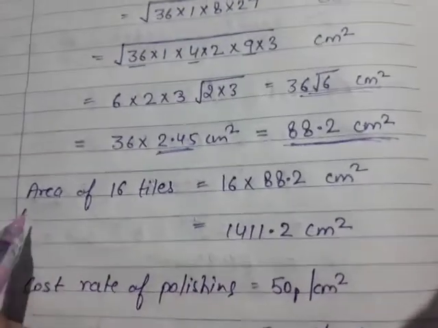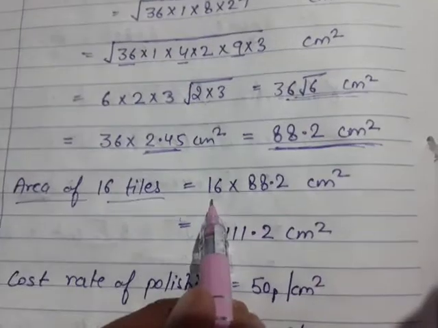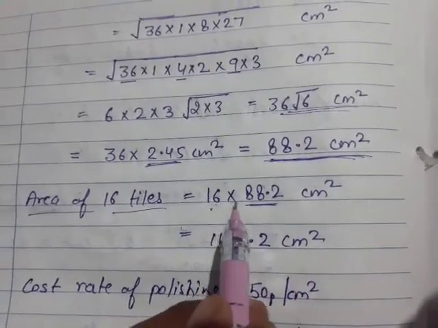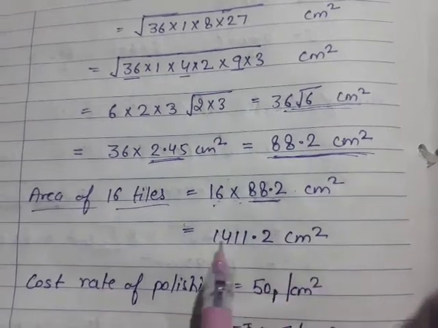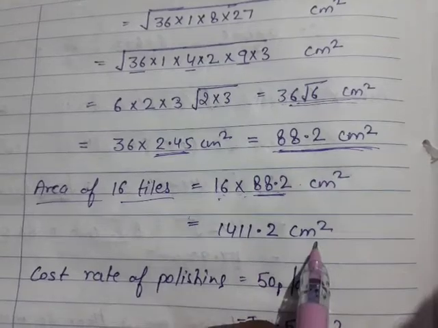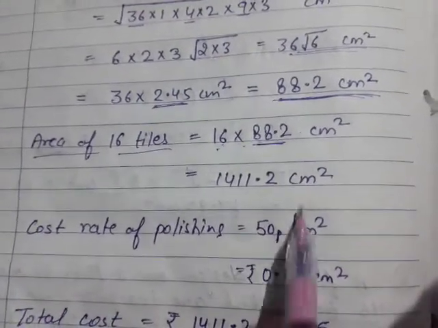And how many tiles do we have? There are a total of 16 tiles. So the area of 16 tiles equals 16 multiplied by the area of one tile. 16 multiplied by 88.2 centimeter square, we get 1411.2 centimeter square.